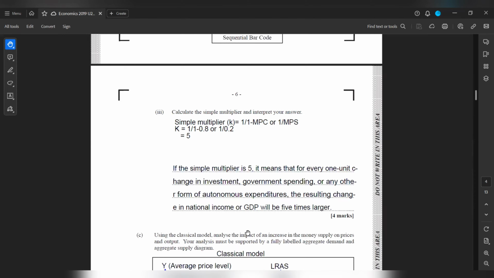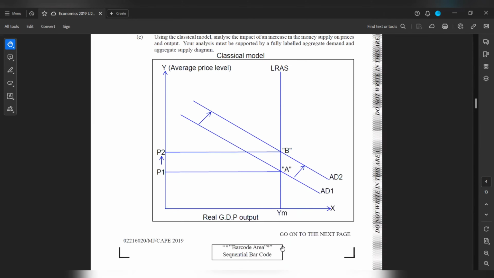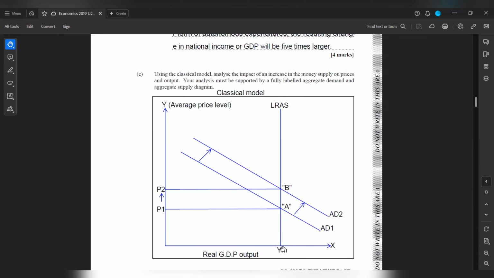Using the classical model, analyze the impact of an increase in the money supply on prices and output. The analysis must be supported by a fully labeled aggregate demand and aggregate supply diagram. Classical model. We have the average price level on the y-axis, and on the x-axis we have real GDP output, and we see a long run aggregate supply curve, and then we have the aggregate demand curve sloping downwards, left to right.